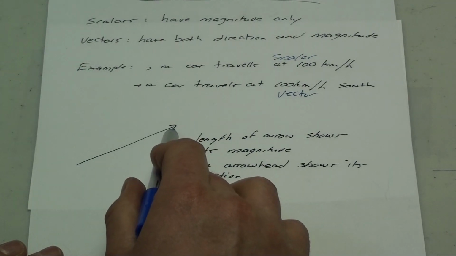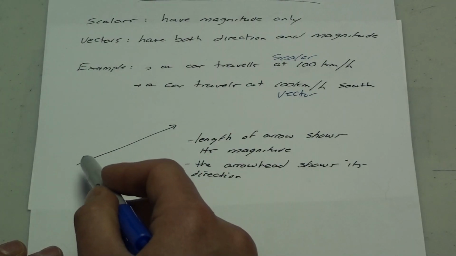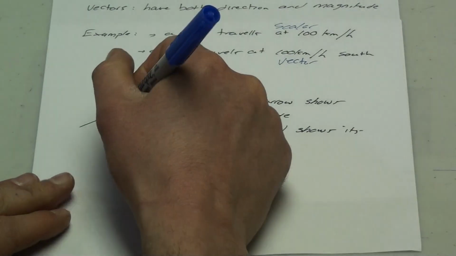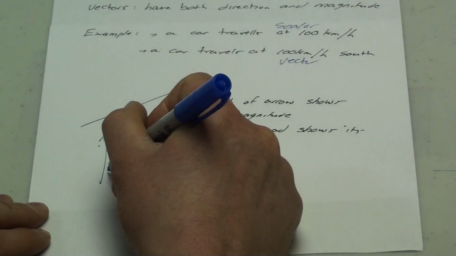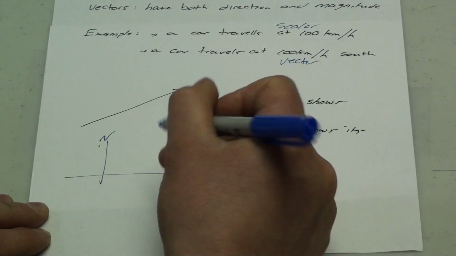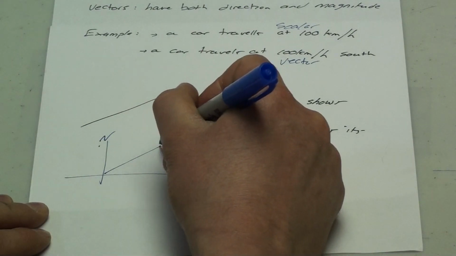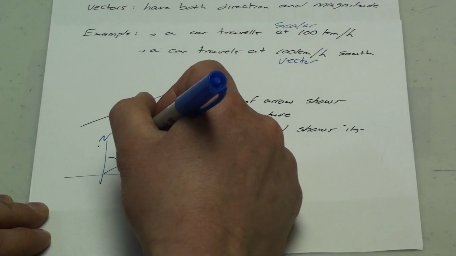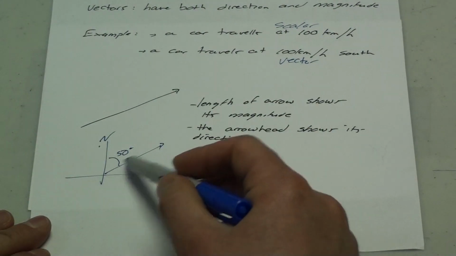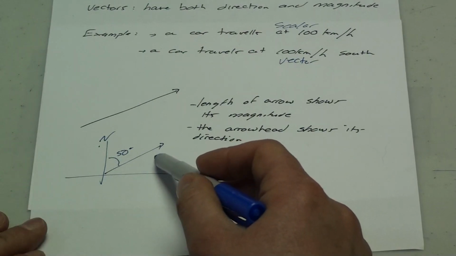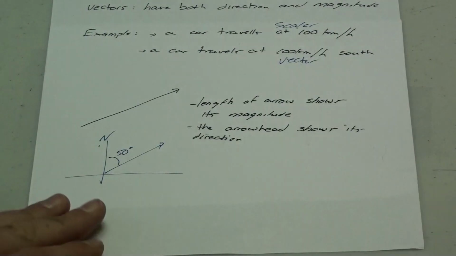Where the arrowhead is pointing, that shows its direction. A lot of times the directions will be given relative to north. So maybe you have your vector relative to north, going from there, and you have its direction. So you have both the magnitude and the direction. The length of the line is its magnitude, and then you have its direction. That's what makes it a vector.